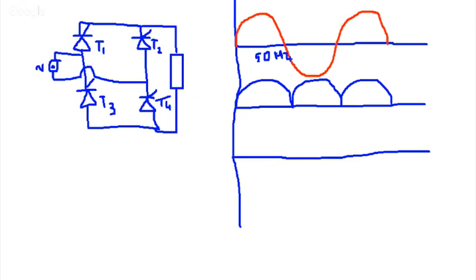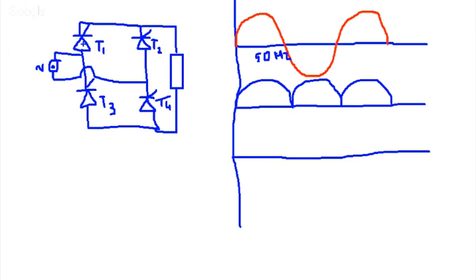Now we want to fire at 45 degrees. But the computers or the controllers will not understand what degrees are. We have to tell it in terms of time. So if it is 50 hertz, 360 degrees is 20 milliseconds, since 1 by 50 is 20 milliseconds. So for one cycle, it is 20 milliseconds. 180 degrees is 10 milliseconds. So 90 degrees is 5 milliseconds. So 45 degrees is 2.5 milliseconds.